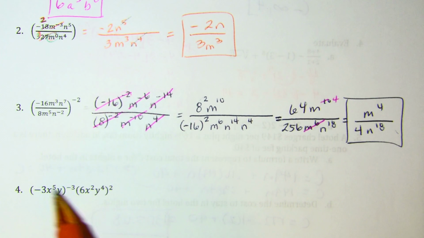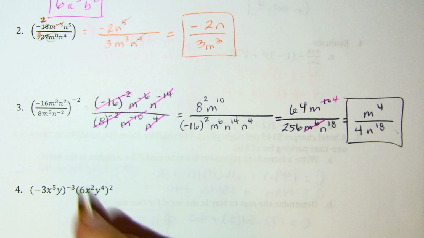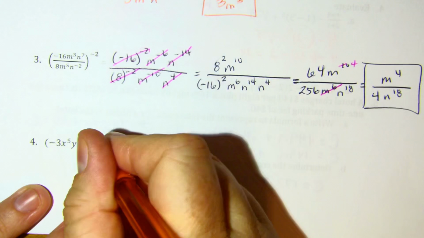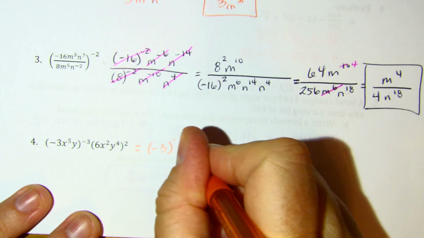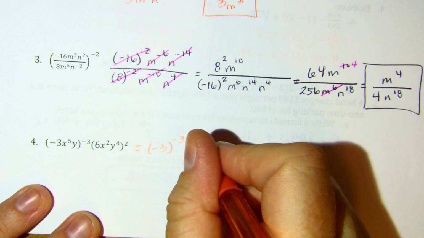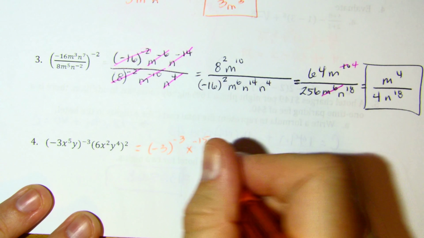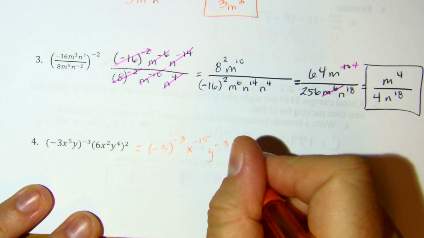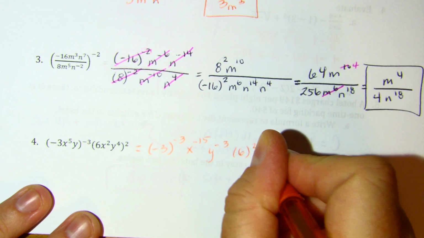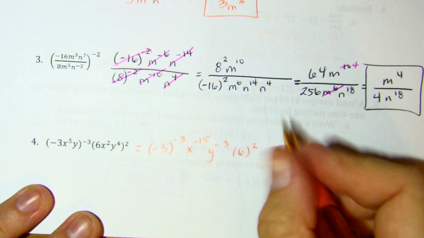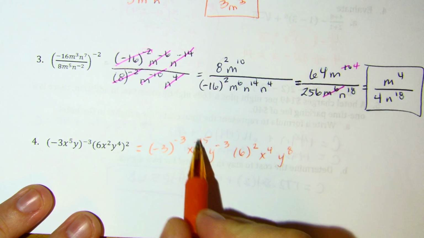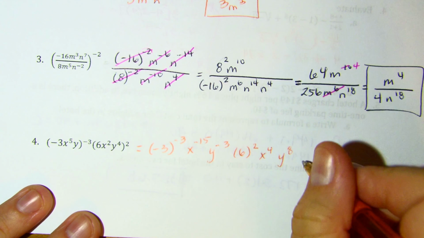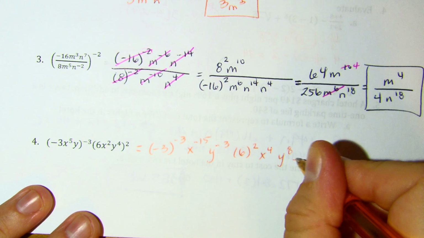We have some distributing to do here on both of these, and then we can reorder things, kind of like we did in that first example. So I'm going to go ahead and distribute the exponent first. I have negative 3 to the negative 3 power. X to the 5th to the negative 3rd is x to the negative 15, and y to the negative 3. And then I have 6 squared. X squared to the 2nd power is x to the 4th, and y to the 4th squared is y to the 8th. And everything that's negative is going to move to the denominator, or anything that has a negative exponent.